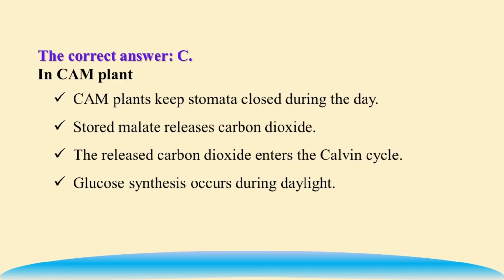The correct answer is C. During the day, CAM plants keep their stomata closed to conserve water. The malate stored during the night releases carbon dioxide, which enters the Calvin cycle for glucose production.